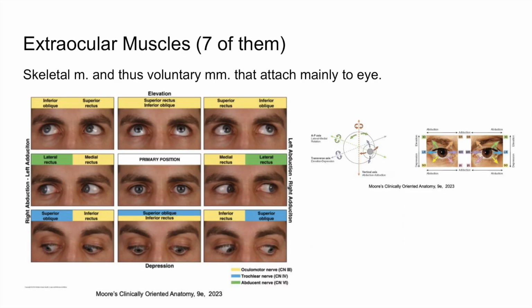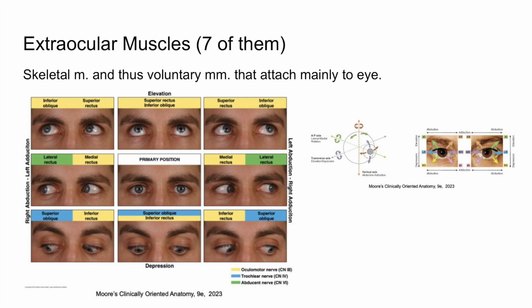All right, and now we're finally getting to those extraocular muscles of the eye. So there are 7 muscles total, if you include the levator palpebrae superioris, the LPS, but 6 classic extraocular muscles that are involved with the eye itself. These are all skeletal muscles, meaning they are under voluntary control, and they control the eye position in 3 dimensions: elevation and depression, abduction and adduction, and rotation.